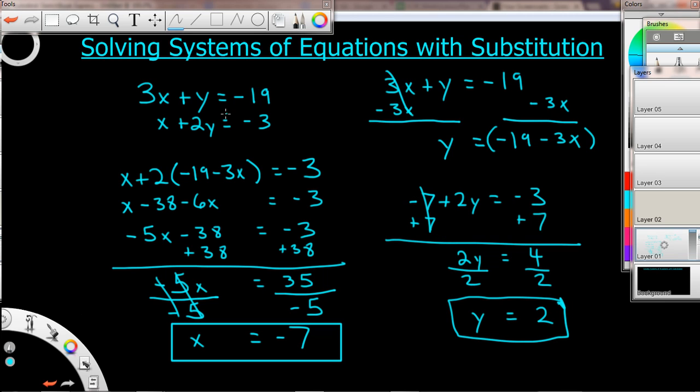All right, and that's our solution here. This x and this y can be plugged into both of these original equations. So if I substitute negative 7 in for this x and 2 in for this y, it'll make both of these equations true. And that's what we want. We want a solution to the system, not just one of these equations, but to the system. Now, what we're really doing is when we plug in this negative 19 minus 3x over here, we are eliminating a variable. That's very important. We want to get one equation with one variable. That way we can apply our algebra rules and we can solve for that variable. Okay, so that's one example.